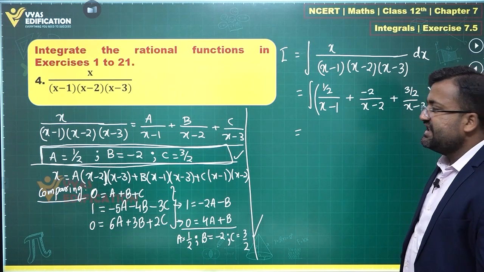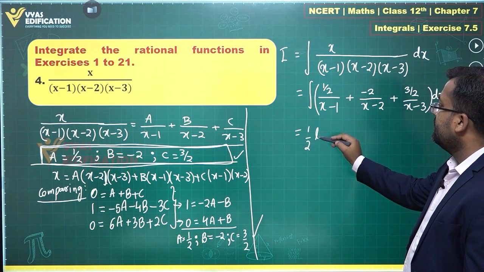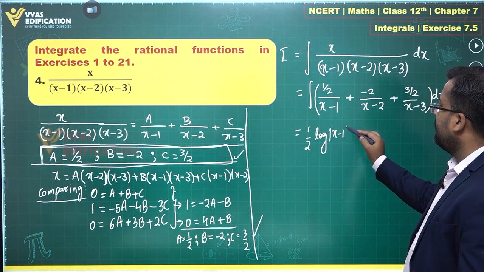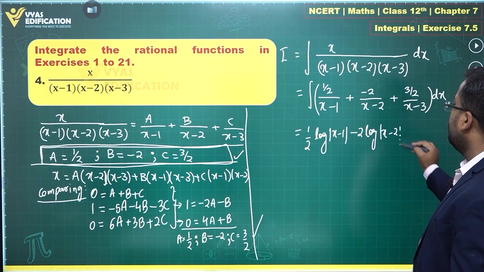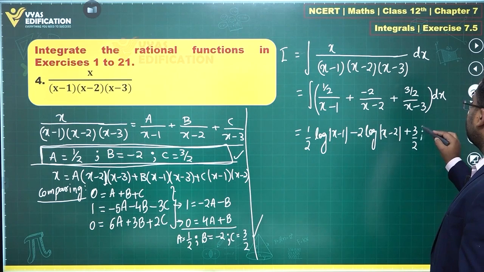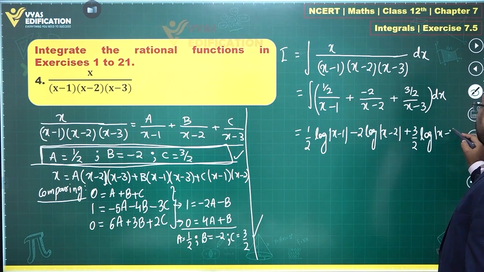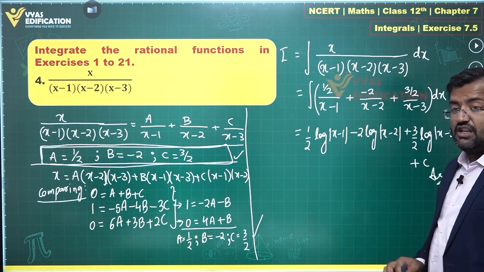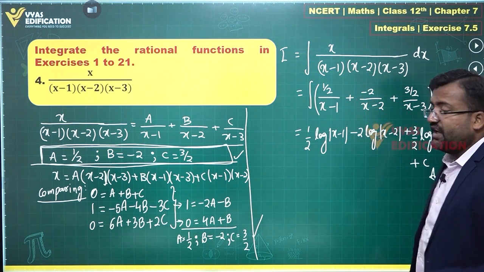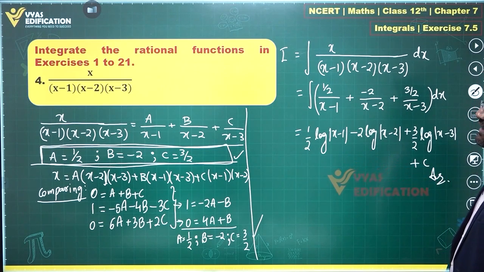Okay, and after reaching this stage, this 1 by 2 is okay. So log modulus x minus 1, minus 2 is okay, this is log modulus x minus 2, plus 3 by 2 is okay, this is log modulus x minus 3, plus constant term, and that is my answer for this question. As you can see over here, this is the final answer for this particular question.